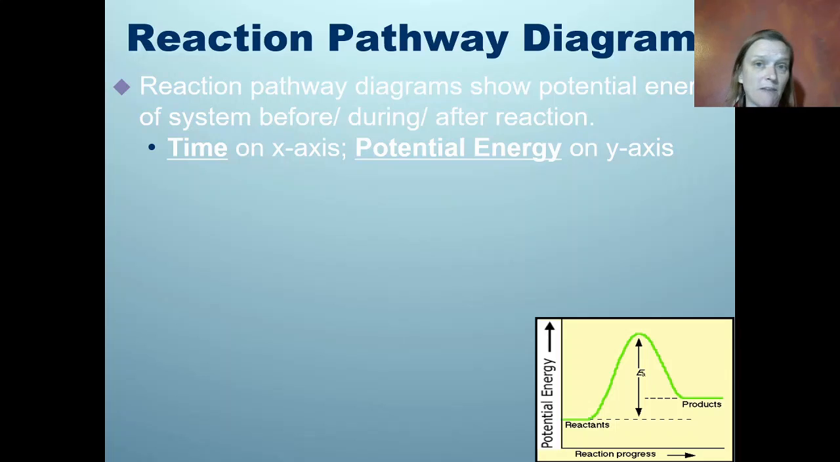So these graphs that I've been showing you with these green curves, hills, these are called reaction pathway diagrams. I just want to talk to you a bit about them because by looking at them, you should be able to tell if a reaction is endothermic or exothermic. These reaction pathway diagrams show potential energy, the potential energy of a system before and during and after a reaction.